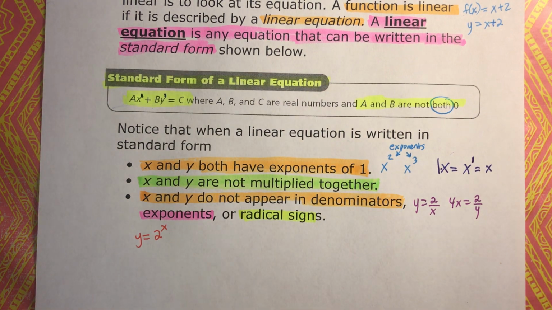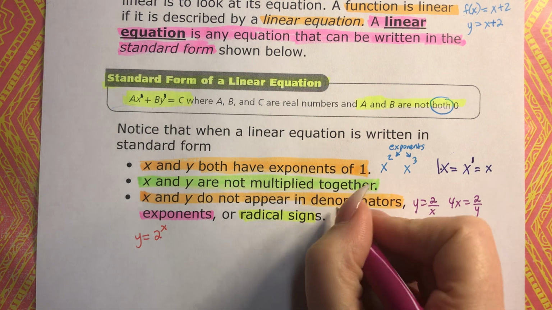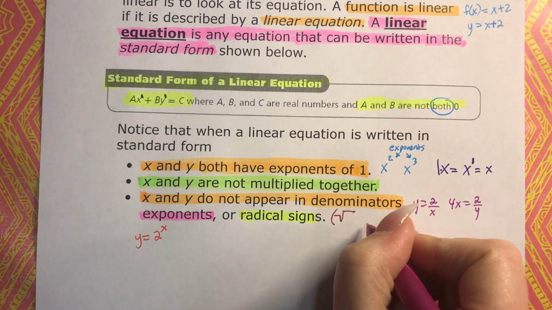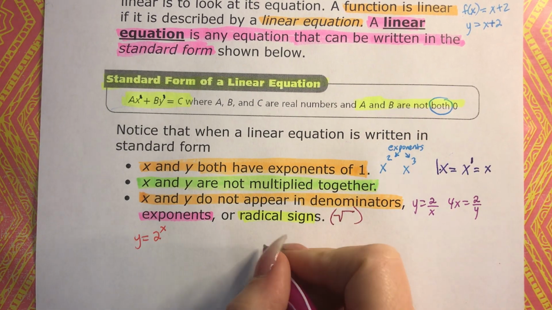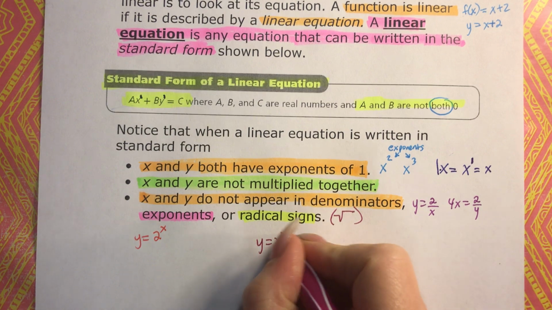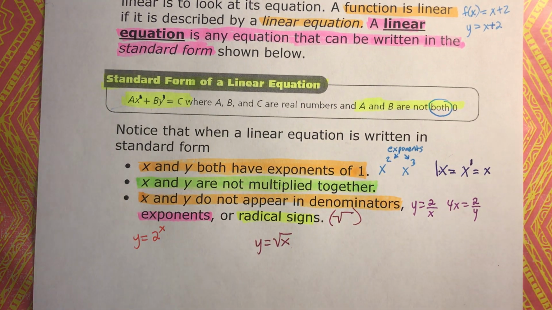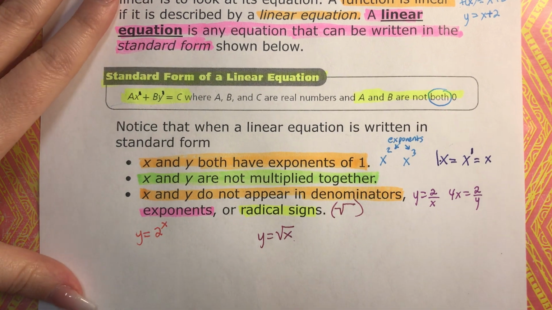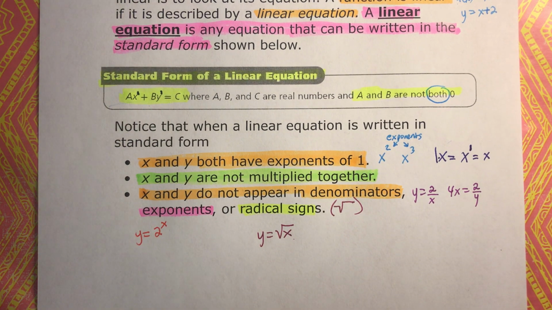Now a radical sign is just the same thing as a square root symbol. Okay, so this is a radical sign. So it's just saying you can't have anything like this, where the variable is inside a radical symbol. All right, so those are just some of the characteristics for identifying linear equations in standard form. Let's look at a few examples here.